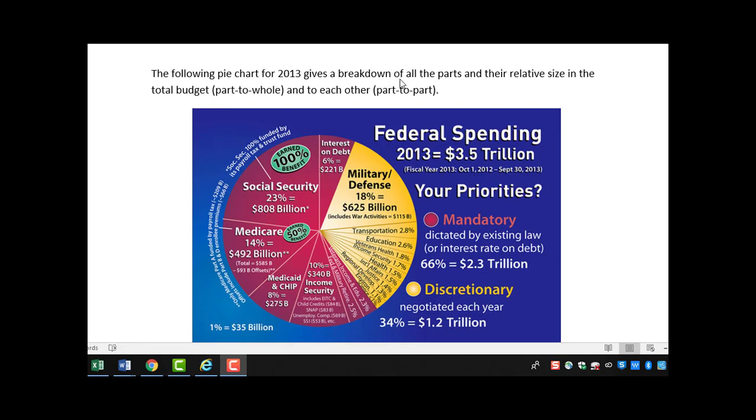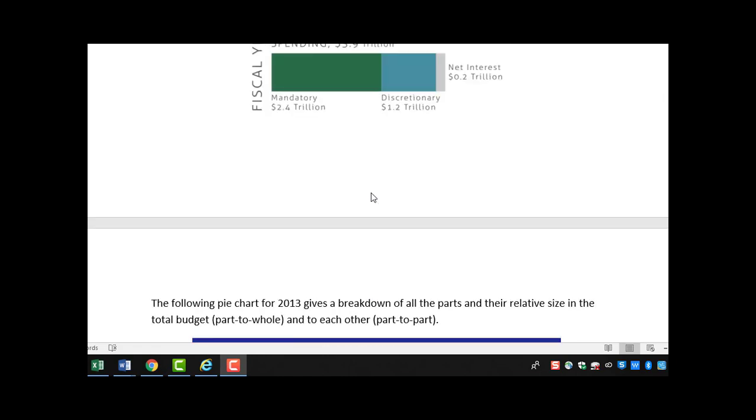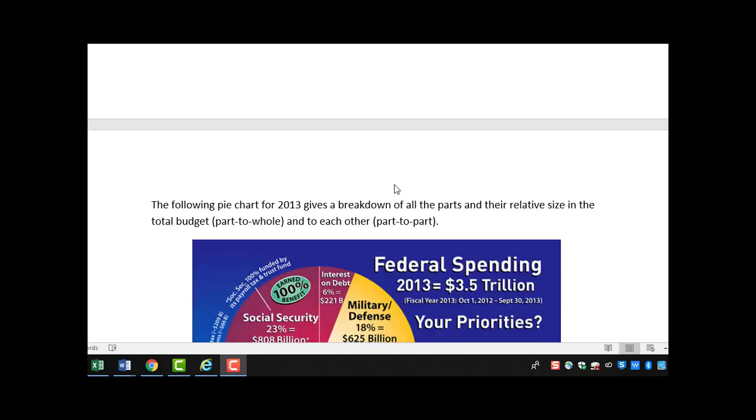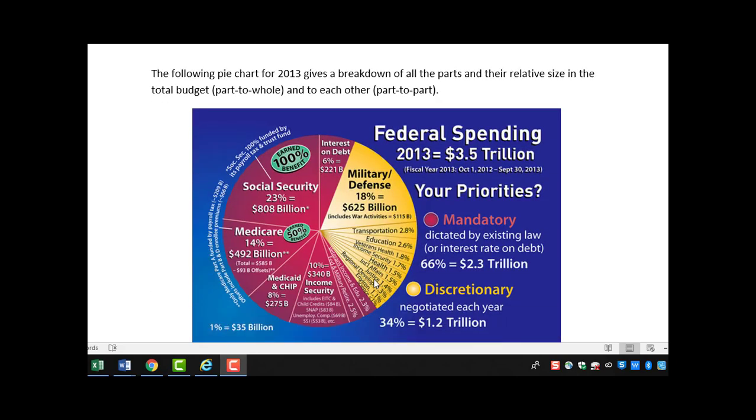Here's a pie chart giving a breakdown of all the parts, right? So this is federal spending, and this is discretionary spending, which is up here. This discretionary spending is broken down further here into the different categories where the money was spent. So in this case, it's saying things like military spending made up 18% of the deficit, right? I'm sorry, of the budget. Social Security made up 23%.